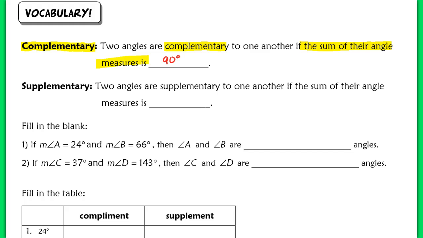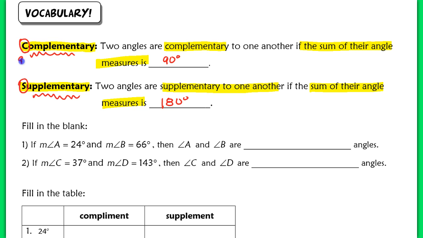The next word is supplementary. If two angles are supplementary to one another, then the sum of their angle measures is going to be 180 degrees. Okay. Now, a lot of students will confuse the words complementary and supplementary, so I want to help you try to remember these. If you look at the word that it starts with, or the letter that it starts with, here we have a C and here we have an S.